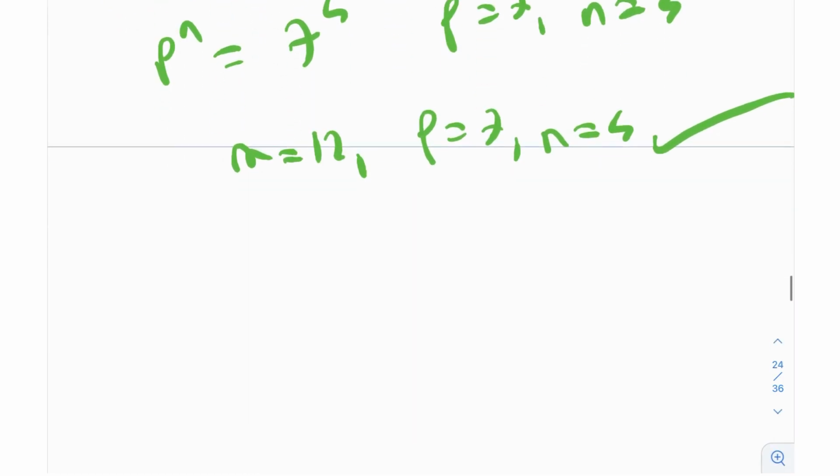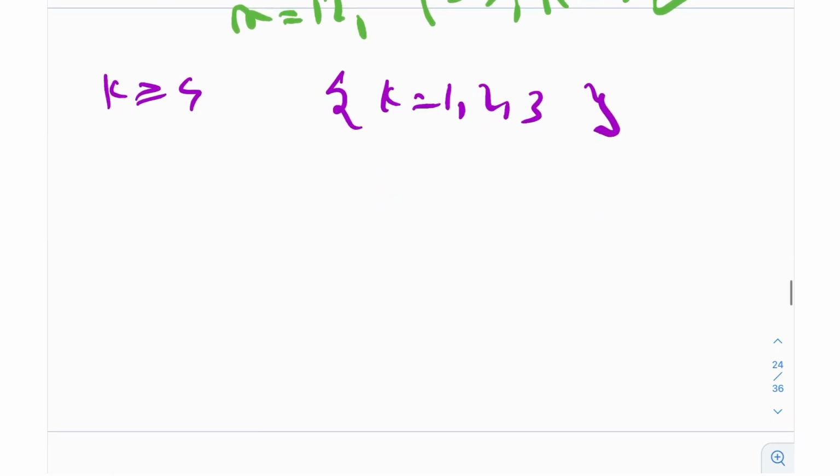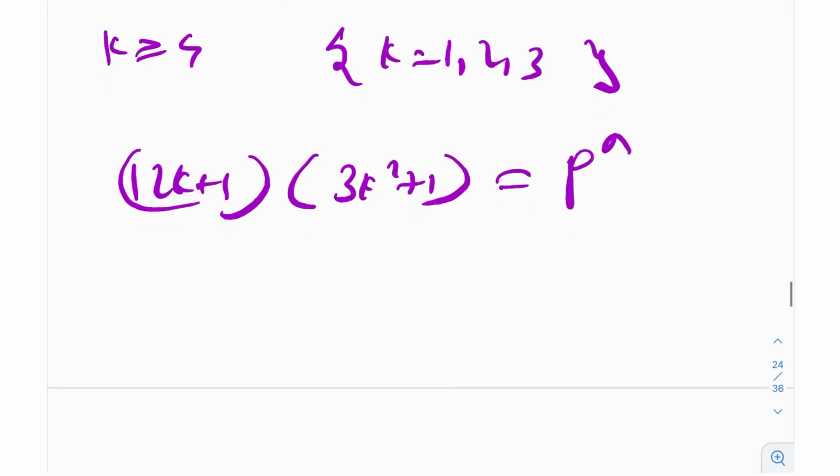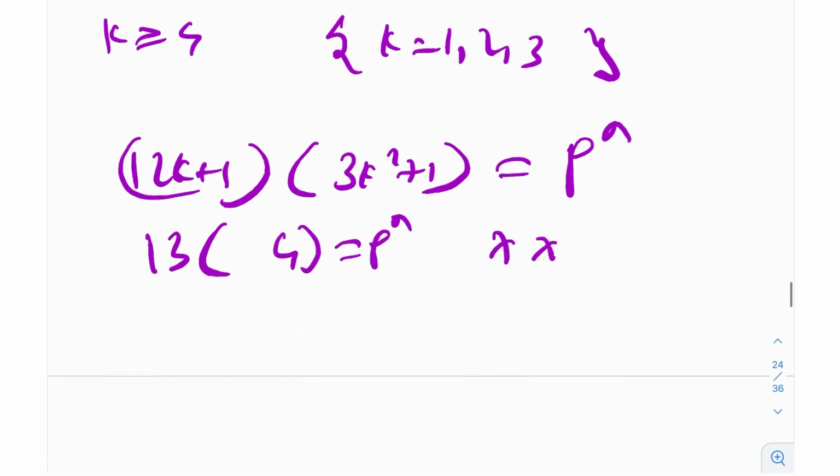Right? That's great. Now let's just check the remaining things. This was obviously for k greater than or equal to 4. So essentially what is left is k is 1, 2, and 3. Like I said before, k is a natural number, cannot be 0. Okay, great. So what did we have? We had 12k plus 1 times 3k squared plus 1 is p raised to the power n. If I plug in k is equal to 1, I'll get 13 times 3 plus 1, which is 4, is p raised to the power n. Obviously, 52 cannot be a power of a prime.